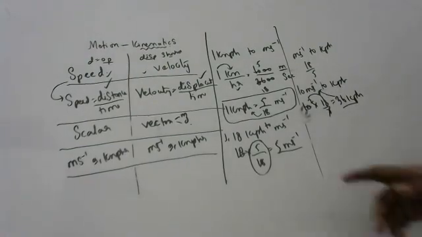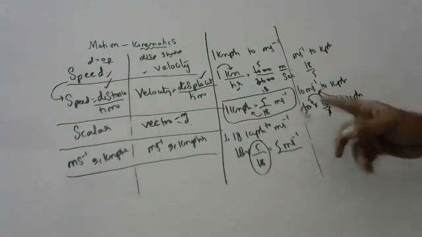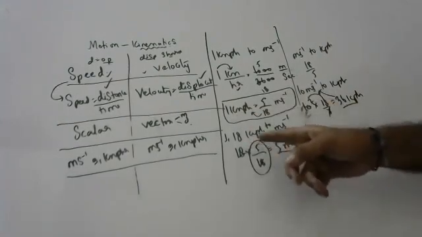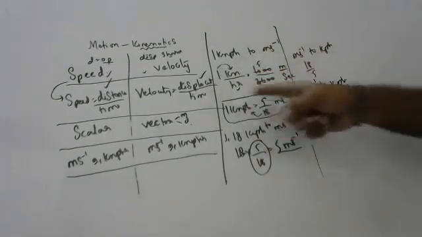So children, to convert meter per second to kmph, multiply with 18 by 5. Kmph to meter per second, multiply with 5 by 18. I have shown the derivation.